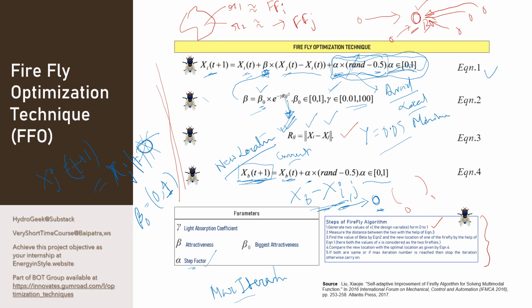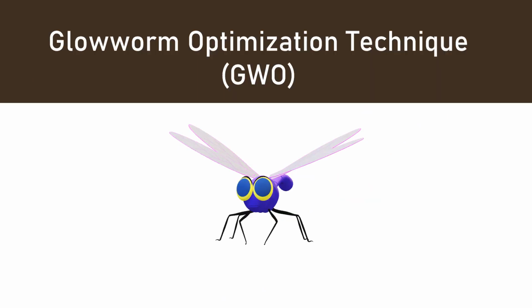Now, in case of firefly, this is metaheuristic, that is why two solutions are taken randomly from the solution domain. All the drawbacks of metaheuristics are there in the firefly optimization technique, but the convergence rate of the firefly optimization technique is very high. So that is it for the firefly optimization technique.